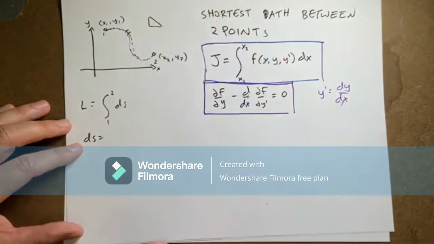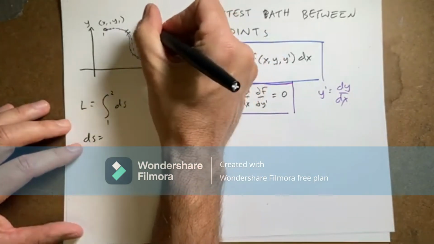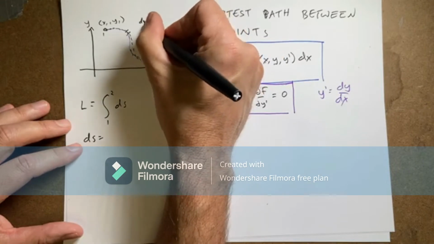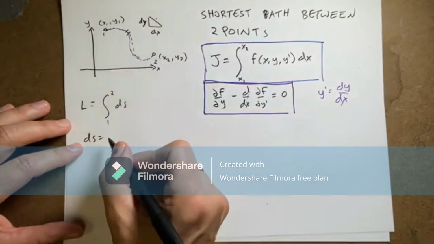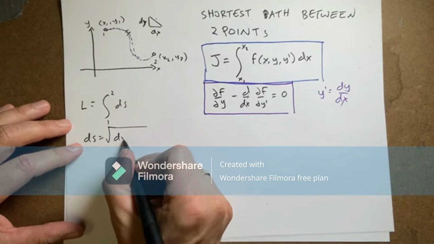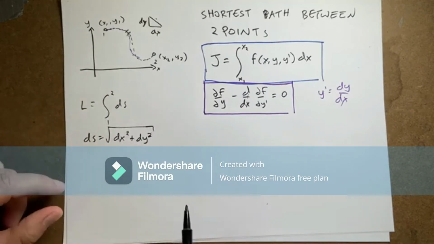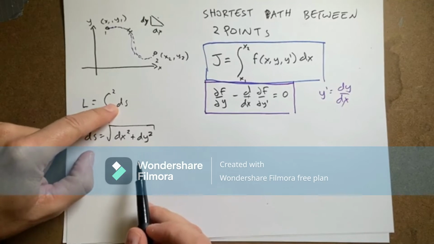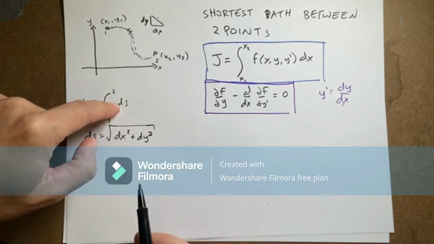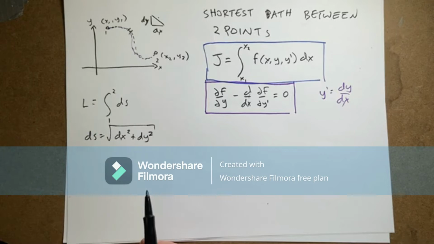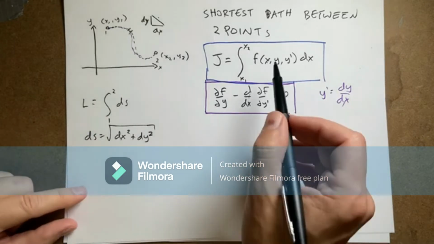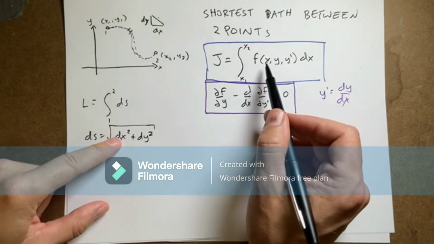There's my little path piece. This is dx, that's dy, that's ds. So that would be the hypotenuse, so it'd be the square root of dx squared plus dy squared. And that's my function I'm going to put in there. But I can't do that, right? Because I don't have it in this form. I have a dx and I have a dy.